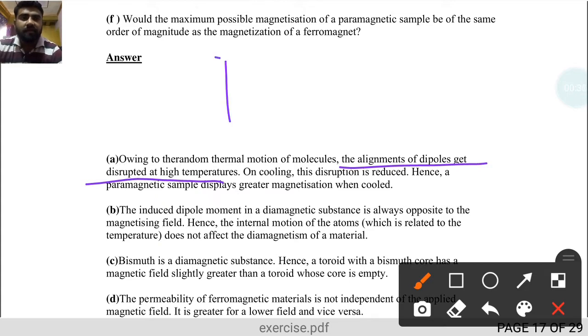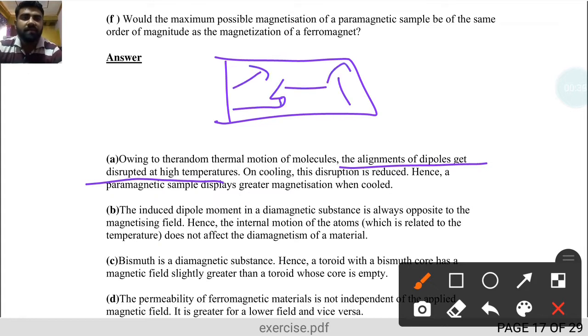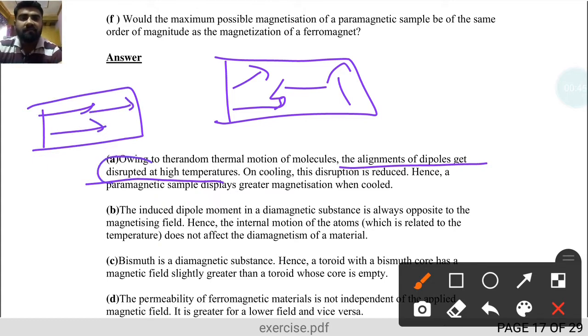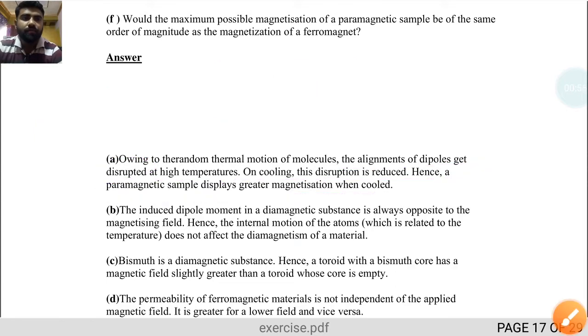See, the dipoles are randomly situated because of high temperatures, right? If they are aligned during the magnetic field, because of high temperature they get disrupted again. So on cooling, the disruption is reduced, hence a paramagnetic sample displays greater magnetism when cooled.